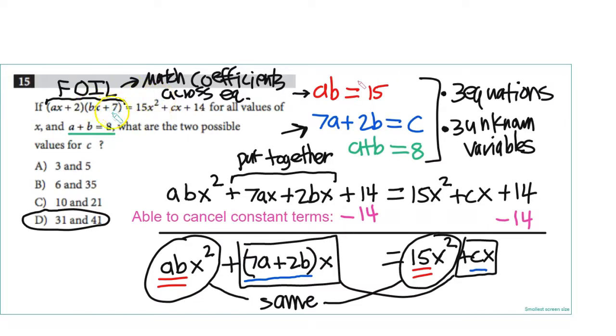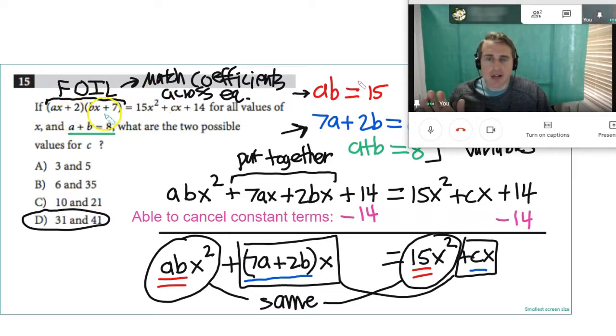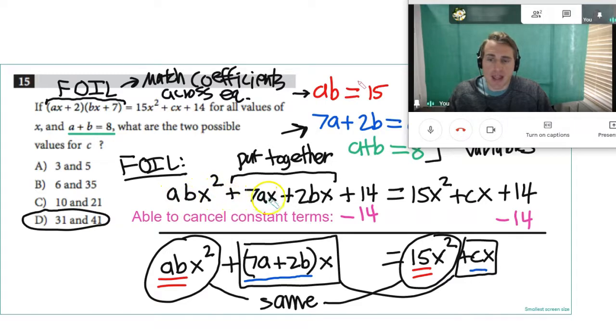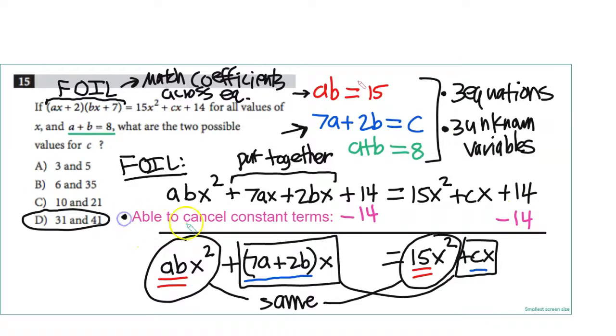We said if we FOIL out the left-hand side here, we think that we can match coefficients across the equation. Okay? So if we FOIL, first, outer, inner, last, that's what we did here, right? So we FOILed, and we got these terms, abx squared plus 7ax plus 2bx plus 14. And that equals still the right-hand side, 15x squared plus cx plus 14. We're able to cancel the constant terms because they're both just the same, right? Right. So these were both the same, and we're just able to subtract them off.